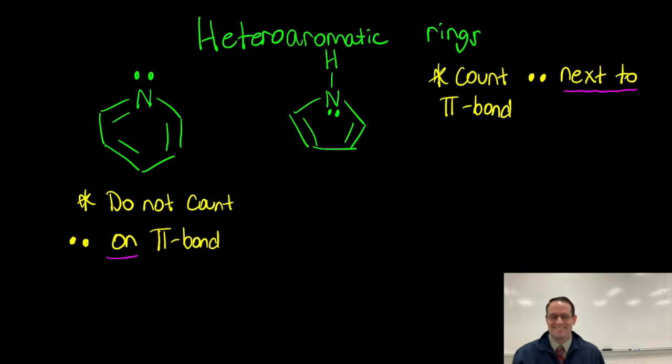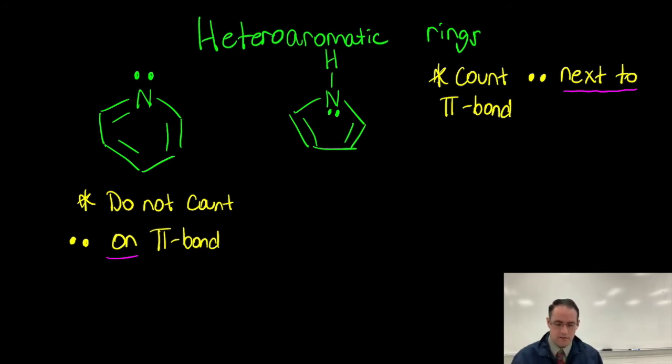Heteroaromatic rings are aromatic rings that have nitrogen, oxygen, or sulfur within the six-membered or five-membered or whatever ring system that you have. I've highlighted in yellow here the things we really need to remember, and this goes back to my rules 1 and 2 about how do you know if lone pairs are a p orbital or not.